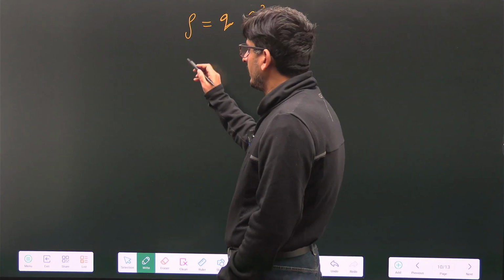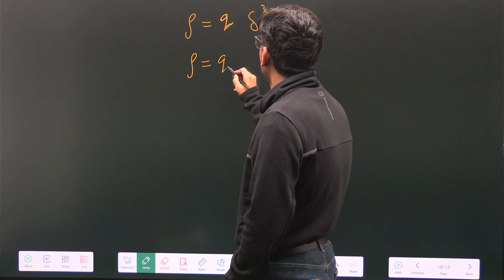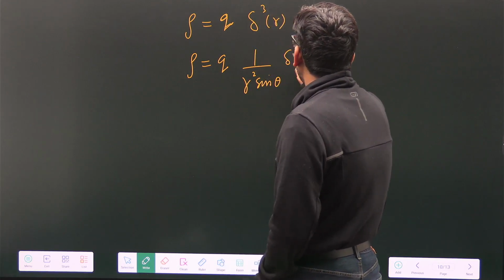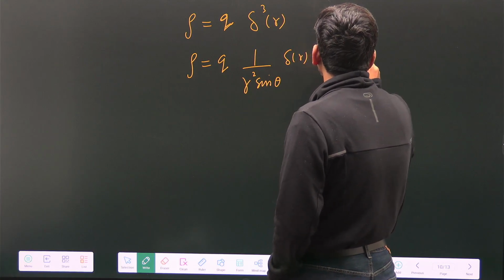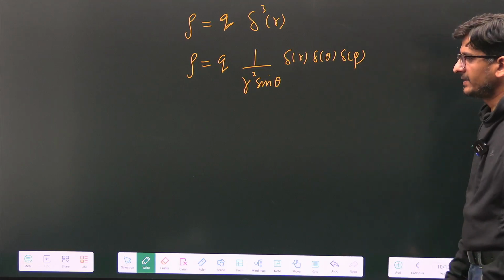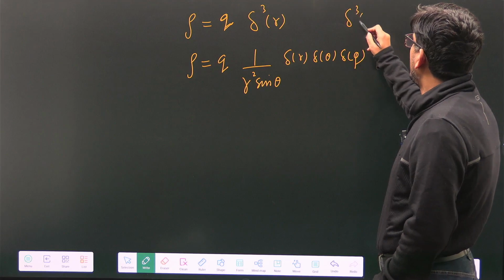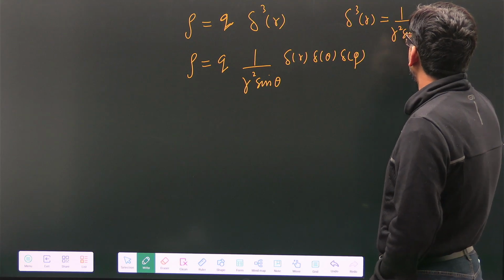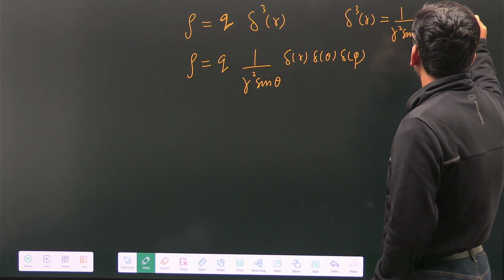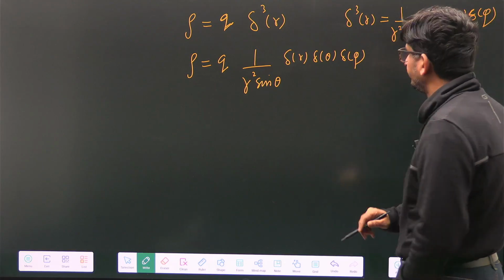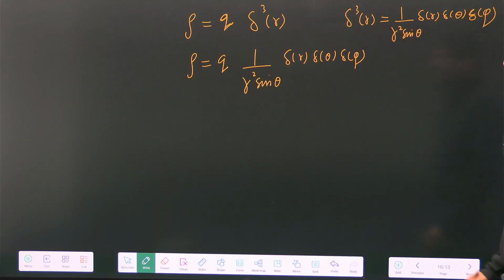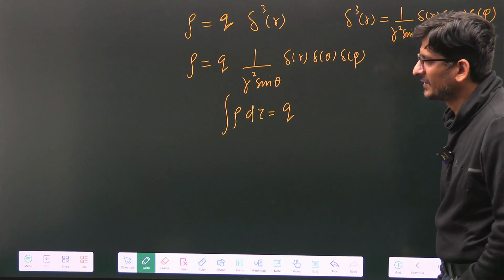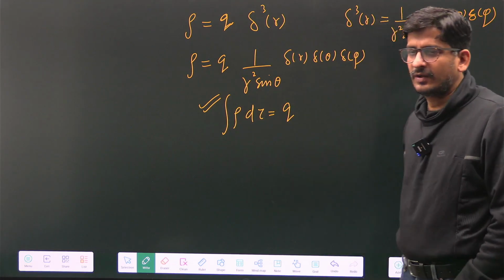When you expand this, this is the notation, right? So how do we write rho? q into, tell me, 1 by r square sin theta, and this is written as del r, del theta and del phi. This is the 3 dimensional delta function. So delta cube of r is, in notation, 1 by r square sin theta del r del theta and del phi. So whenever you integrate rho d tau, you should get the full charge, because the total charge is q. This is the checkpoint, you should always get it, okay?